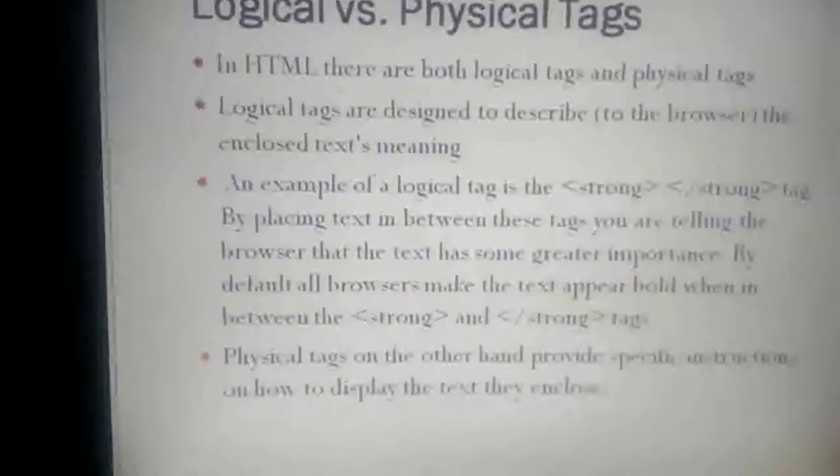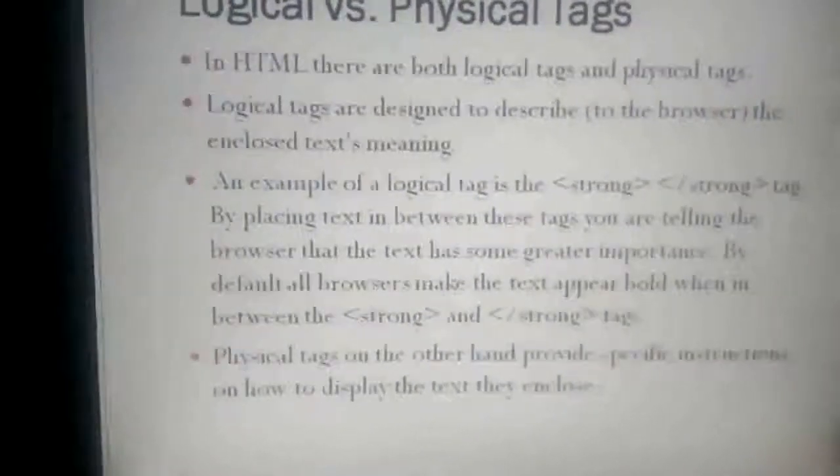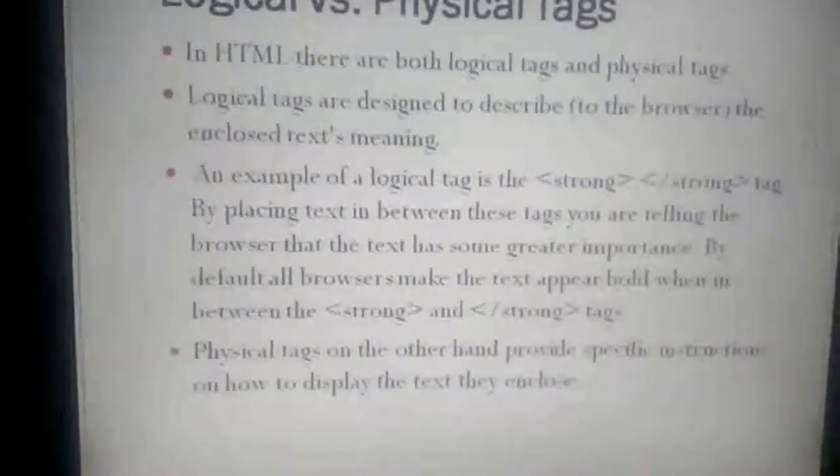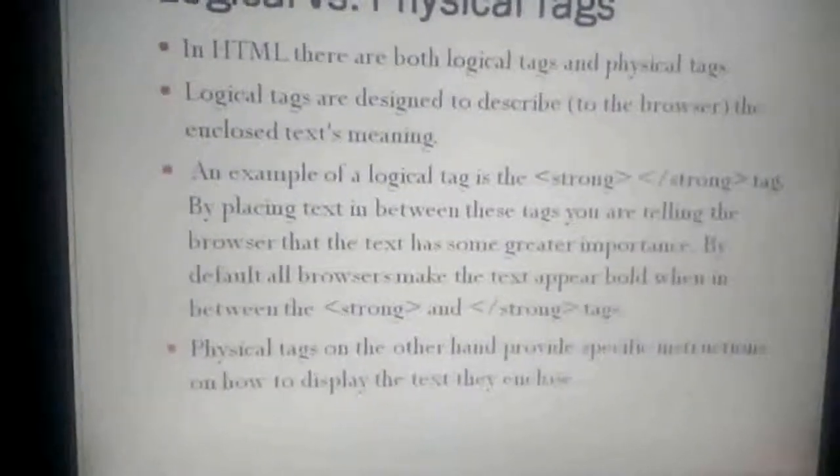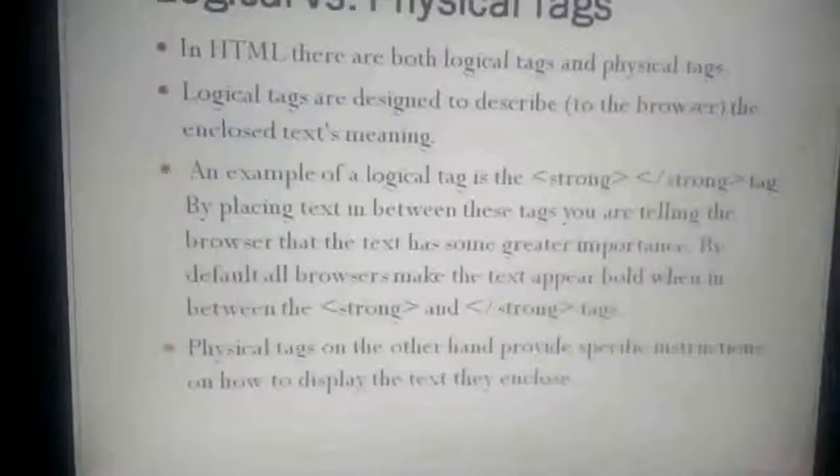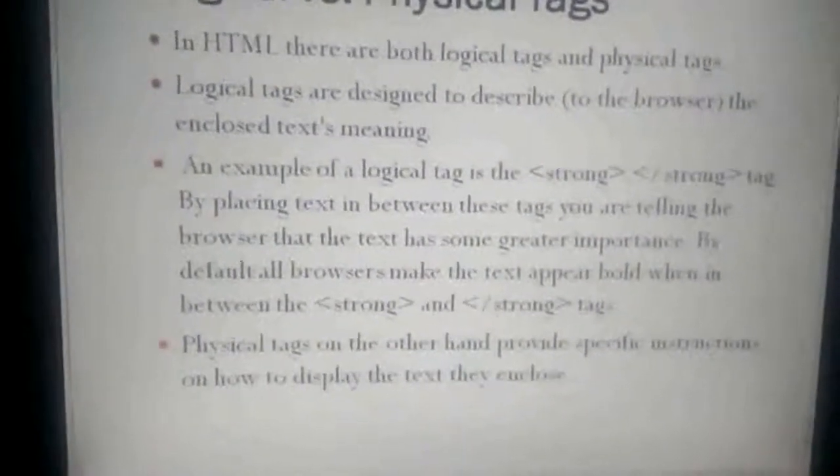Then physical tags, on the other hand, provide specific instructions on how to display the text they enclose. What's the difference between a logical tag and a physical tag? Physical tags provide specific instructions.